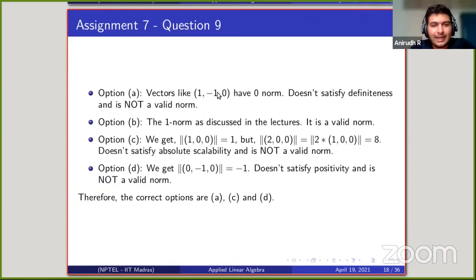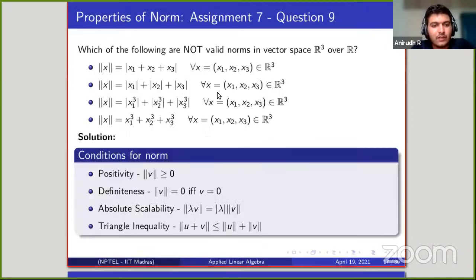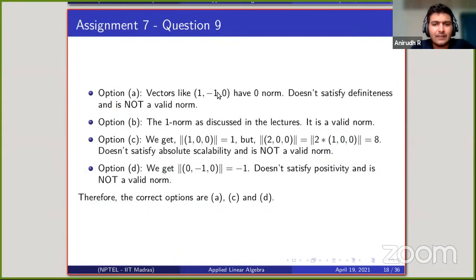We could use the same case for option D as well, but I'll use a different one: x1 cubed plus x2 cubed plus x3 cubed. Here we see that even positivity is not satisfied. At least in option C, positivity was satisfied because we took the summation of mod of x1 cubed. Here we are just doing the summation of xi cubed.